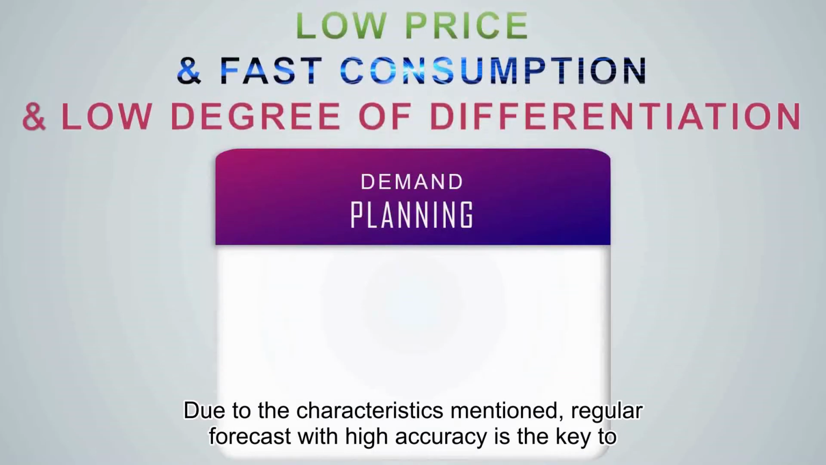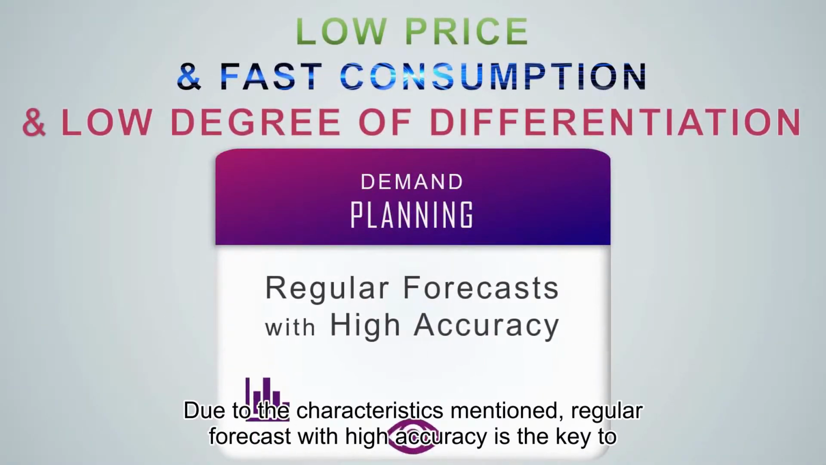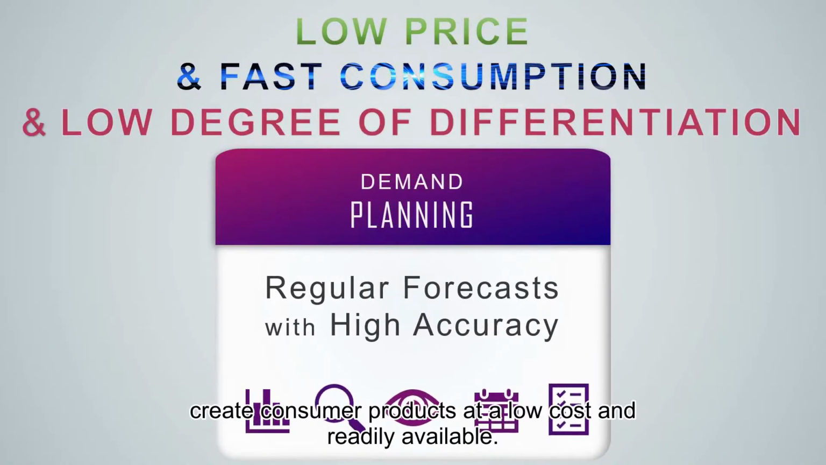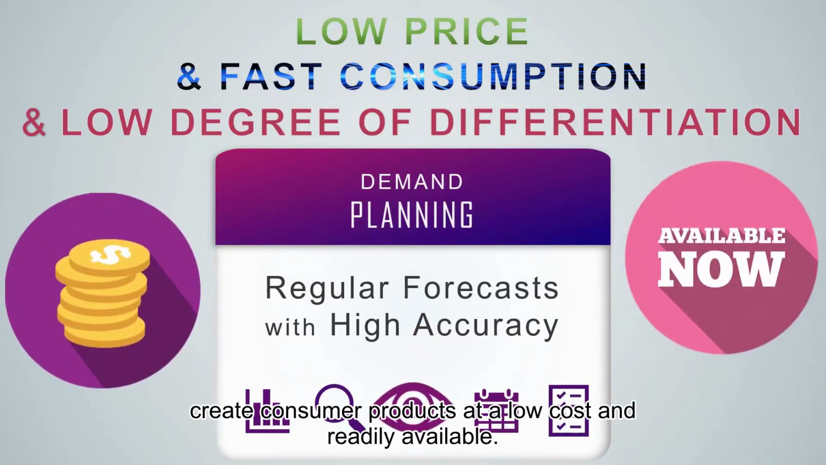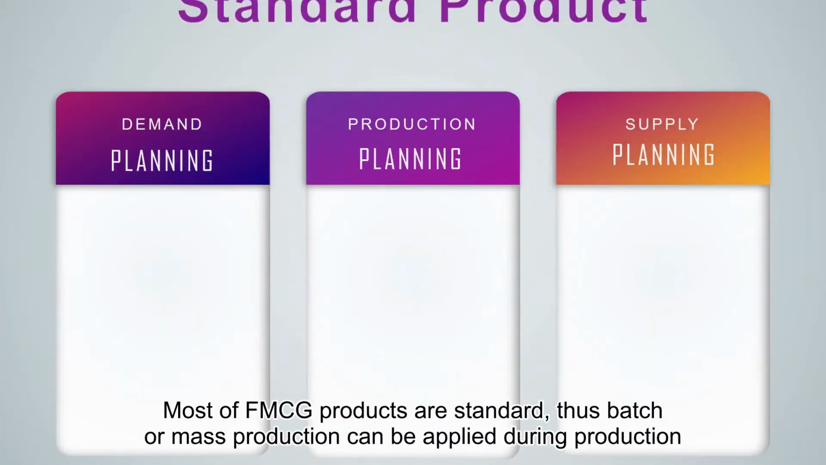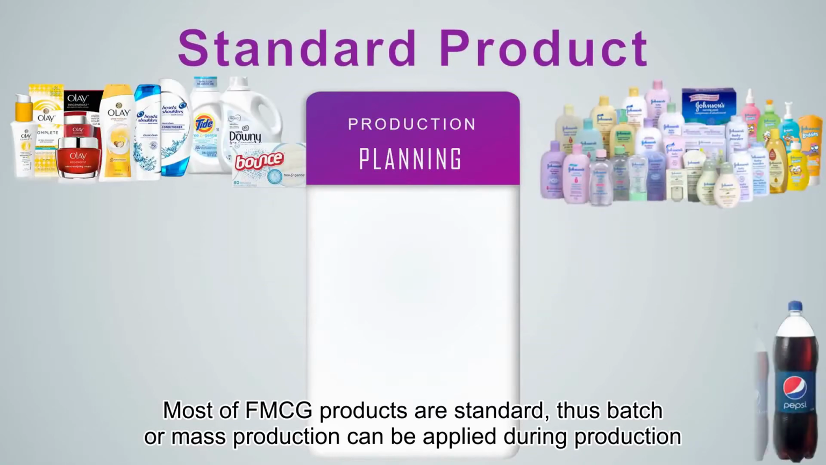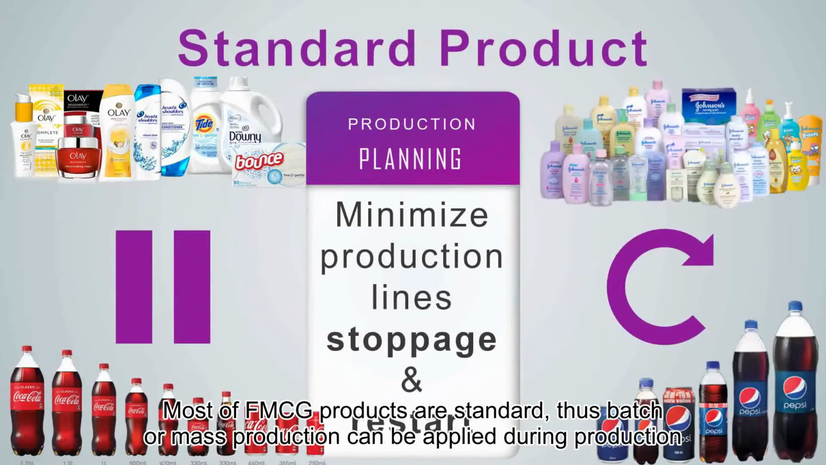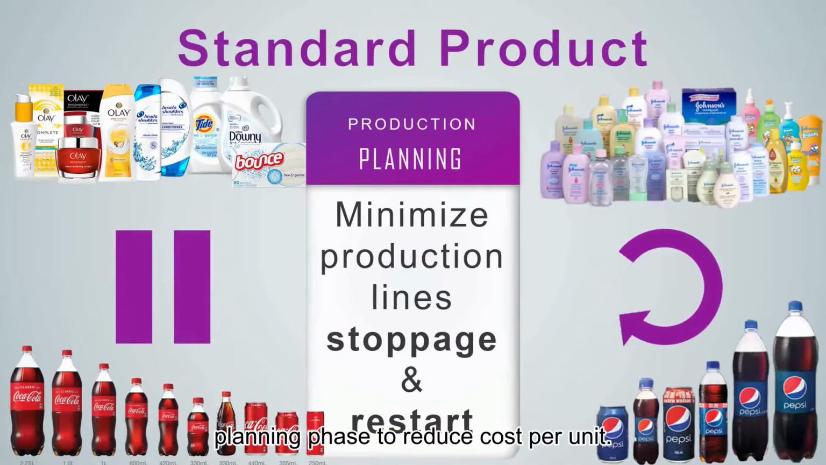Due to the characteristics mentioned, regular forecast with high accuracy is the key to create consumer products at a low cost and readily available. Most FMCG products are standard, thus batch or mass production can be applied during the production planning phase to reduce cost per unit.